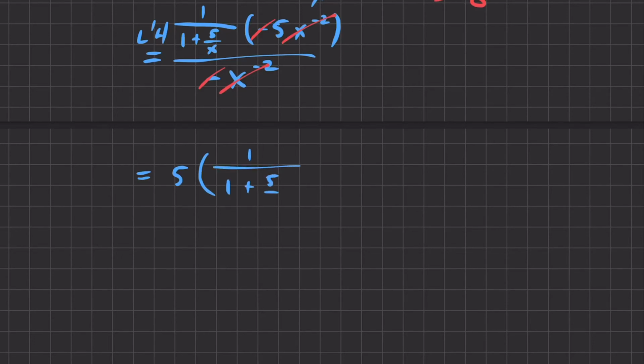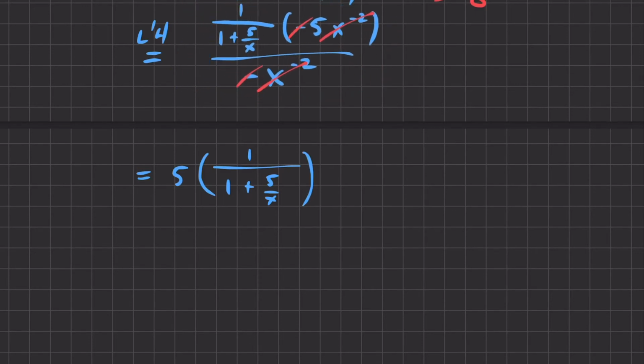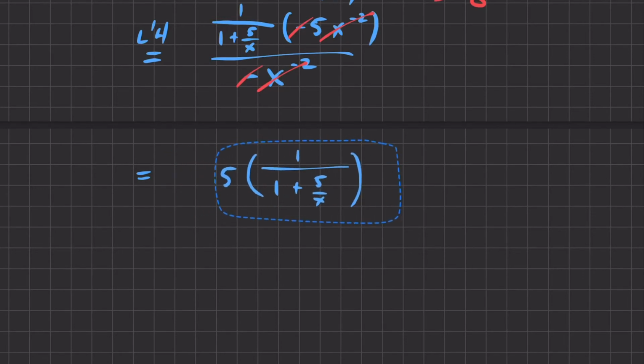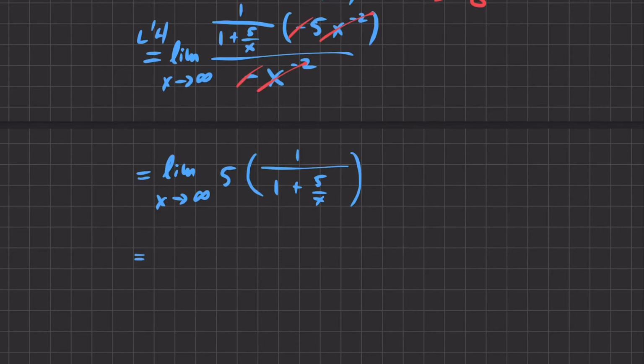5 times 1 over 1 plus 5 over x. And I've made a fatal error here. Can someone point that out? I'll give you a hint. Yeah, exactly. I forgot to write my limits. So this is the limit as x approaches infinity. This is the limit as x approaches infinity. Okay, that looks better. And what do I get as I take this limit? Yeah, it's just 5, right?